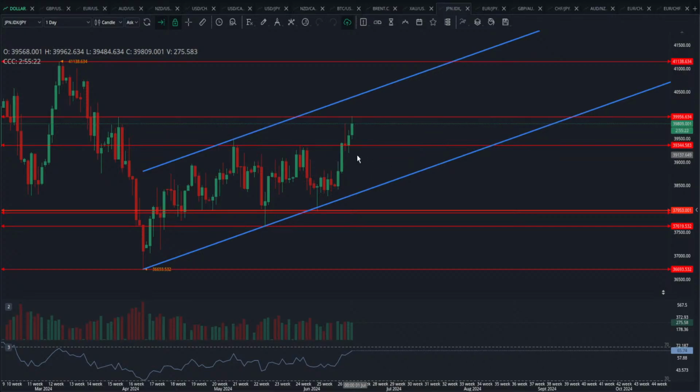Maybe Dow Jones and Nasdaq can take use from it and rise further. If it starts falling from here, then 39,344 will act as a very good support. In fact, now this is the support, 39,186.